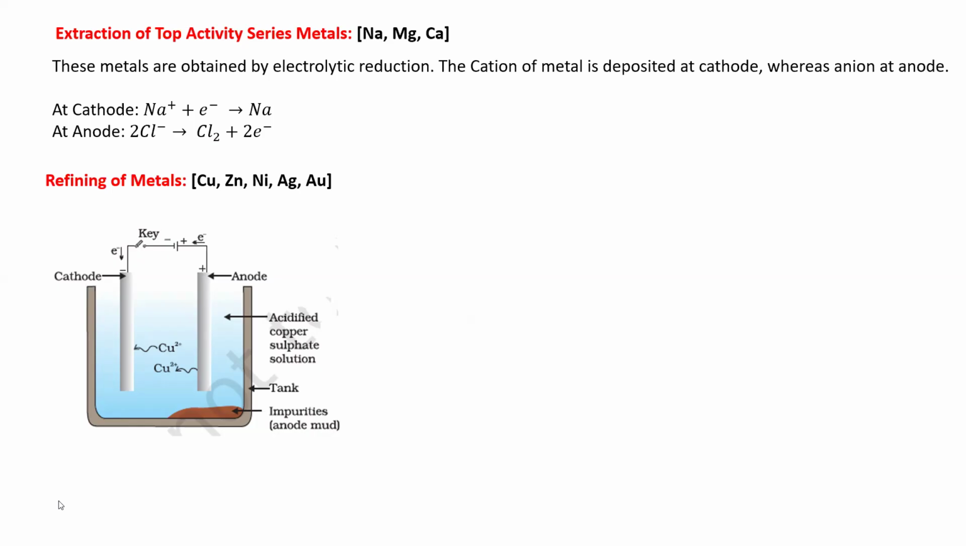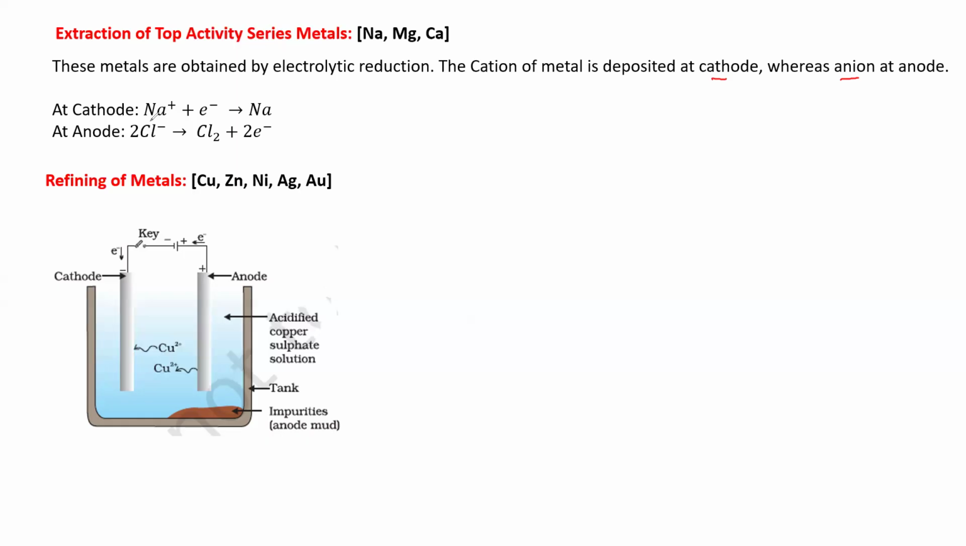In the electrolytic reduction process, we have one anode and one cathode terminal. The cation of the metal is deposited at the cathode. You know that the cation is the positive ion of the metal, and it is deposited where? At the cathode. And whereas the anion is where? At the anode.